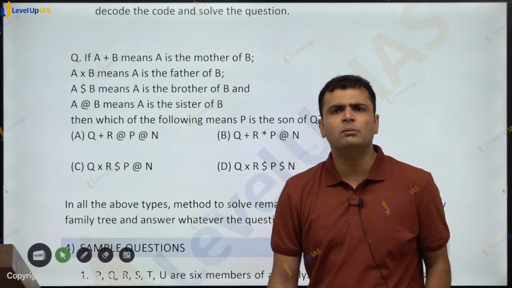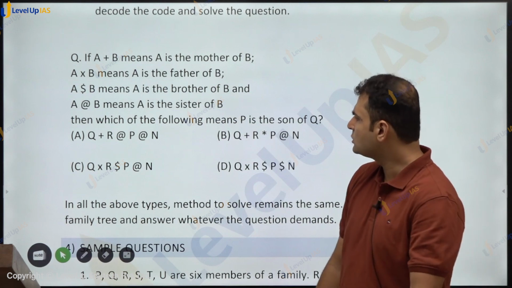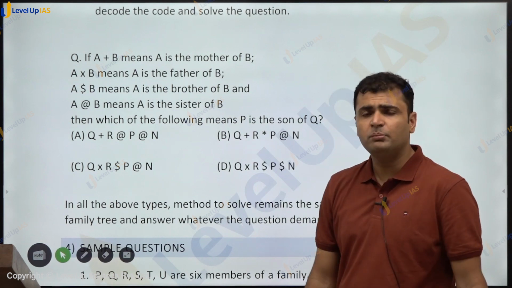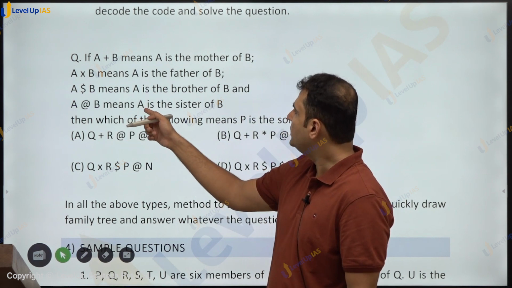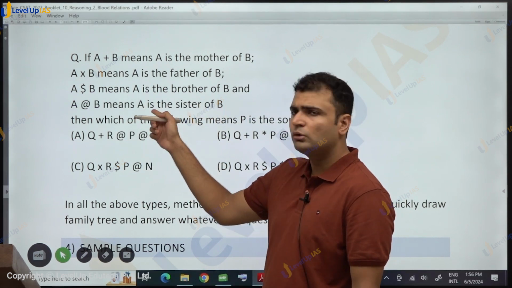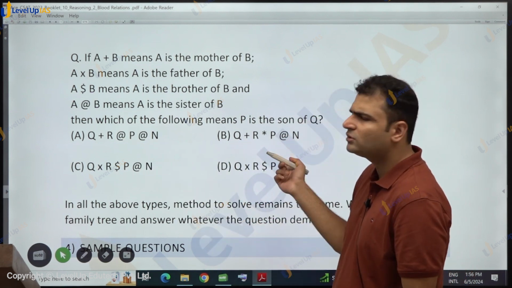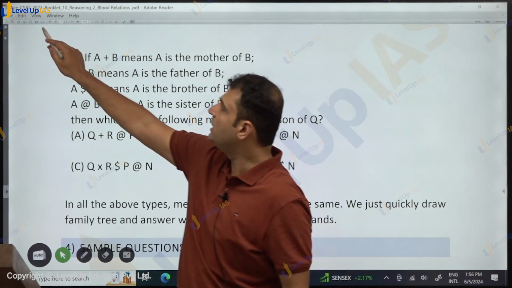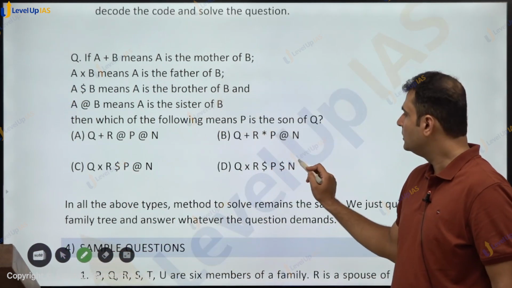P to be son of Q, that is, at the very least P has to be male because he is son. So let us eliminate option where P is not a son. P at N meaning P is sister of N. So P is female. P is sister of N. P is female. So automatically answer will be D, where P could be a male.